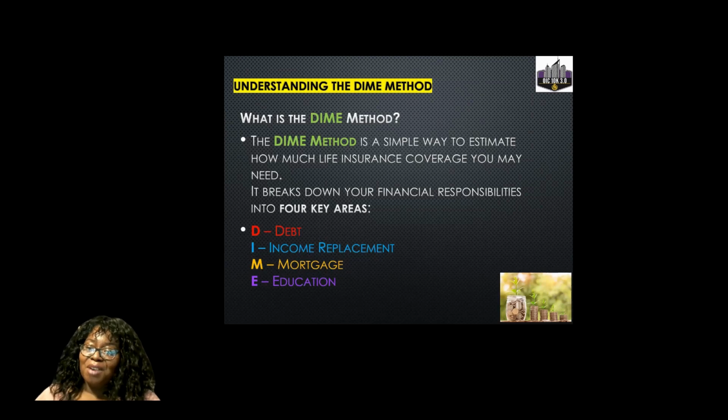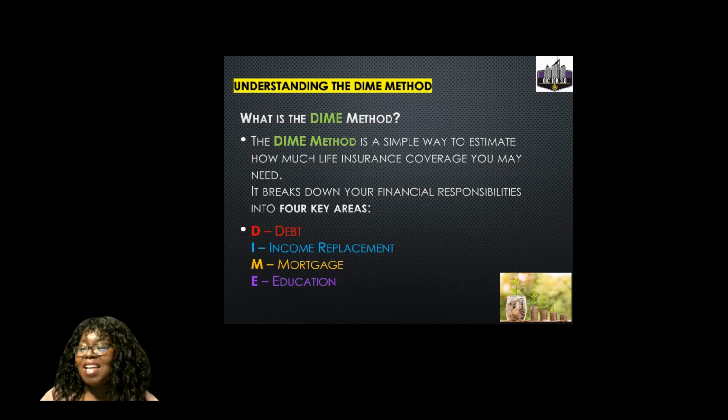Those areas spell out the acronym DIME. D stands for your debt, making sure that your debt is protected and covered. And I represents income replacement, so that you are clear on the strategy, or you start planning a strategy of how you can replace your income if something happens.